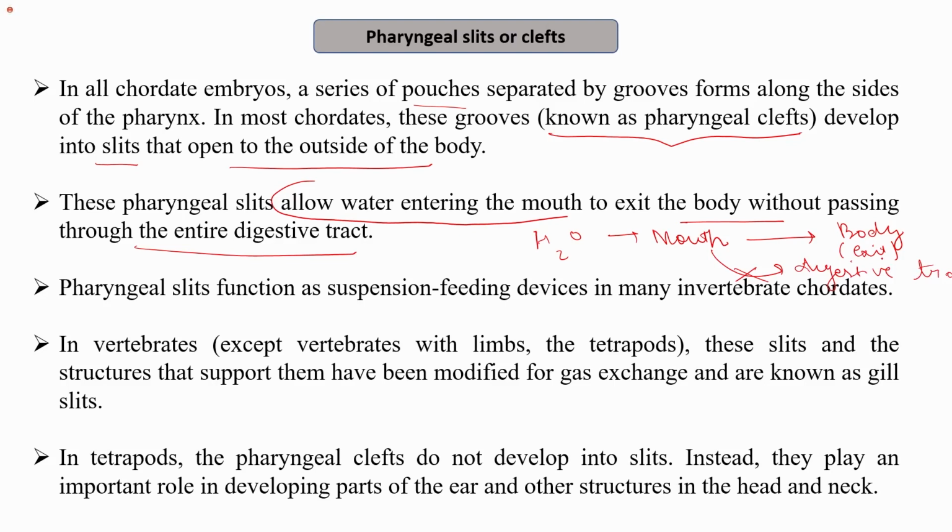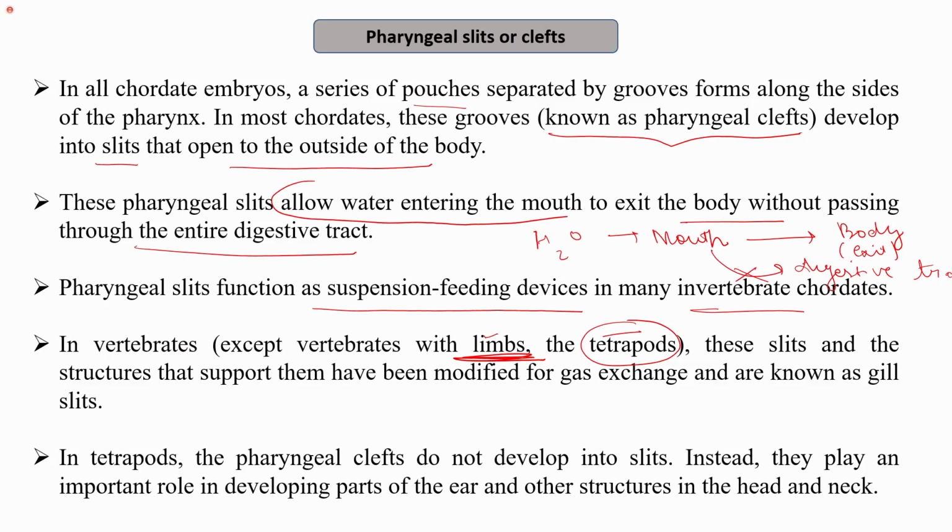What is the function of this? The function is to absorb the oxygen which is present in the water. Pharyngeal gill slits function as suspension feeding devices in many invertebrate chordates, and in vertebrates except the tetrapods. Tetrapods are the vertebrates with limbs. So we are talking about vertebrates except those animals that have limbs.